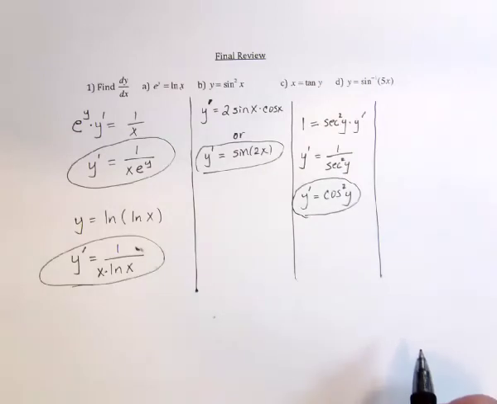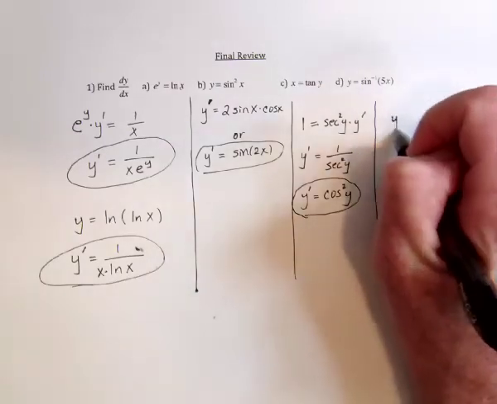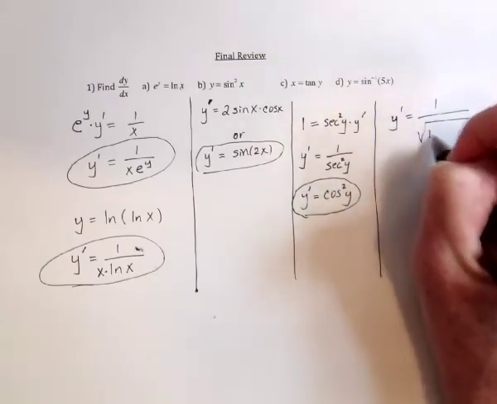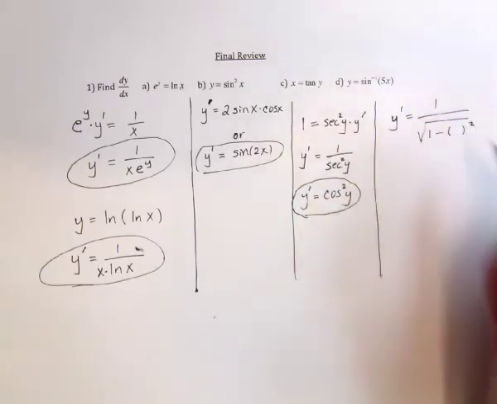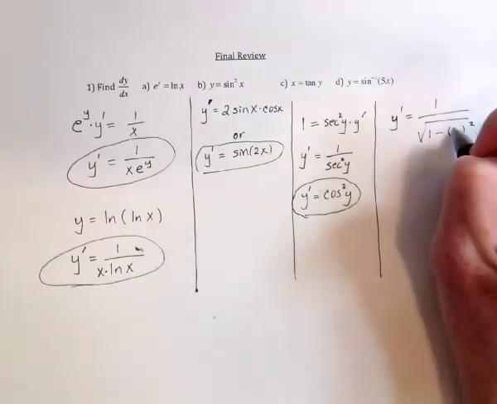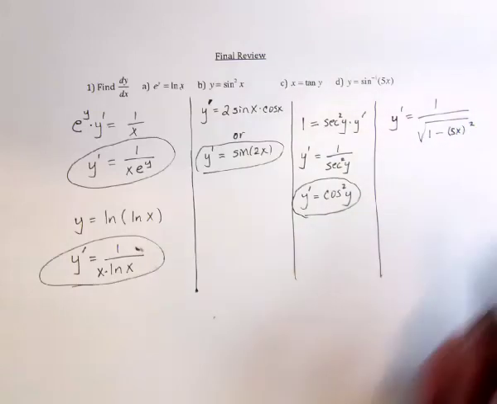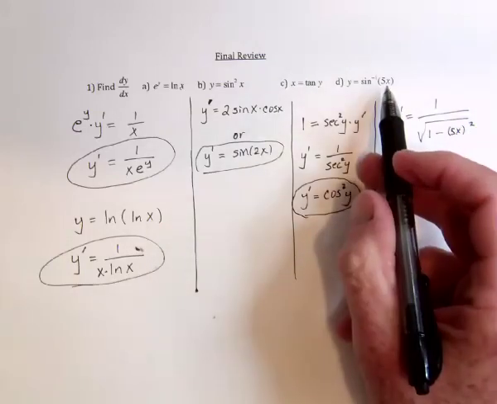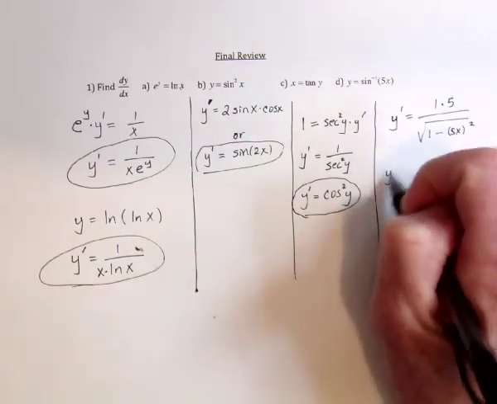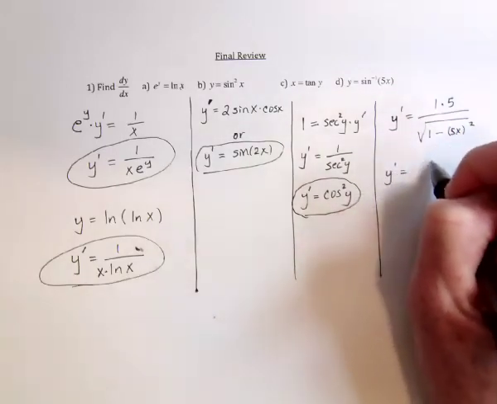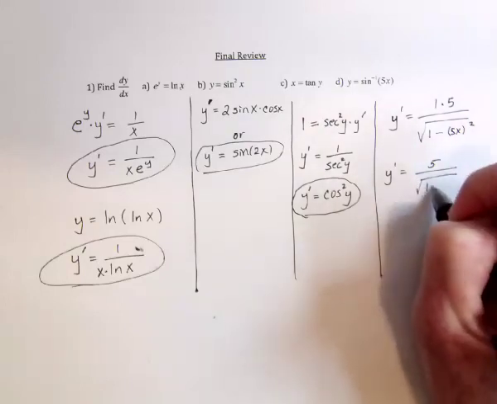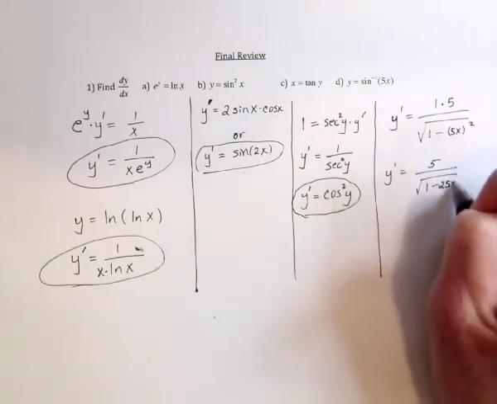And then for the last one, we need to know the derivative of sine inverse, which looks like 1 divided by the square root of 1 minus something squared. And the something in this case is 5x. And then the chain rule applies, so take the derivative of 5x, and then just clean it up a little bit, so it's 5 divided by the square root of 1 minus 25x squared.